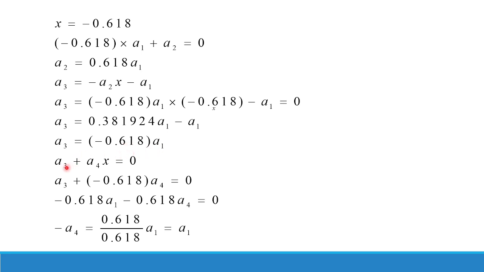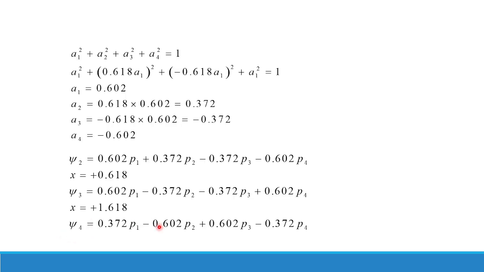So now a3 plus a4x is equal to 0. So a3, which is minus 0.618 a1, plus the value of x multiplied by a4 is equal to 0. So we have substituted the value here, plus minus minus, so minus 0.618 a4 is equal to 0, or minus a4 is equal to 0.618 divided by 0.618 multiplied by a1, that is equal to a1. So minus a4 is equal to a1, or a4 is equal to minus a1.